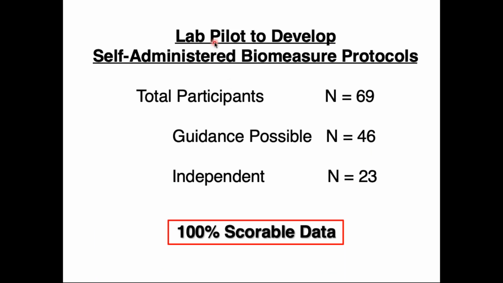And we developed this in the lab first with a series of lab pilot tests to develop these self-administered biomeasure protocols. And to our delight, we found that people enjoyed having the equivalent of a junior high self-administered science project. And based on their fabulous feedback, we kept tweaking the protocols. So they were developed over the course of interviews with 69 people. At first, there was guidance possible, but then at the end, they did it independently as they would if they were doing this at home. And 100% of the data we collect this way was scorable, which is our criteria.